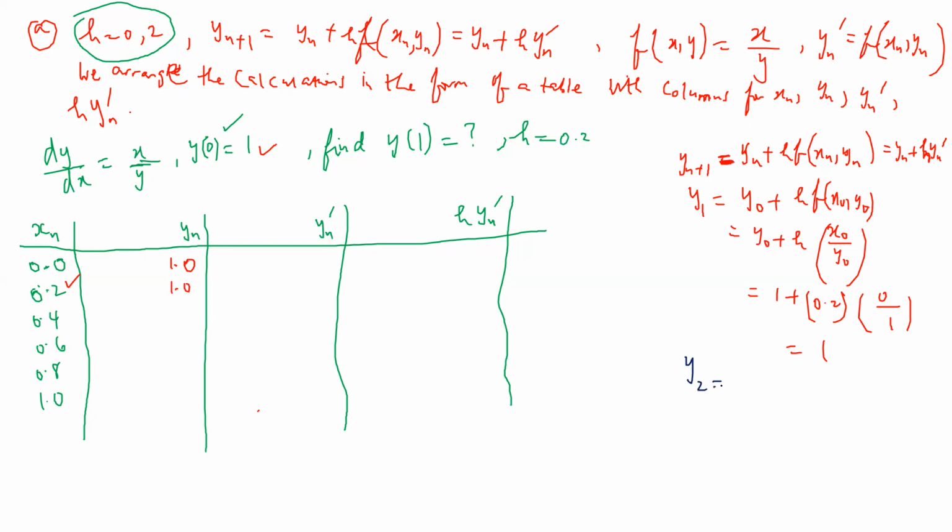We have y2. Let's find y2. Okay, we're using this formula. So y2 means that n is what here? It means n is 1 in that formula, which means it is y1 plus h. We can use the other side.